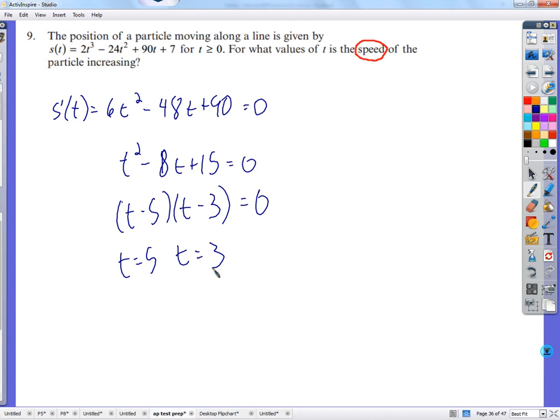No, they're critical points. Critical numbers. Okay, but what does that mean in the situation of the particle moving? The slope is zero. Stops moving. Slope is zero. Yeah. So it's not moving.